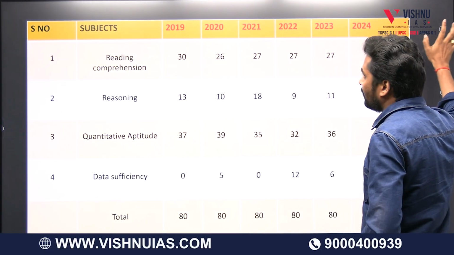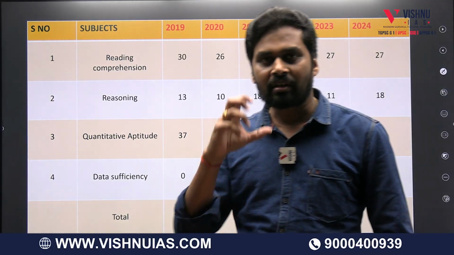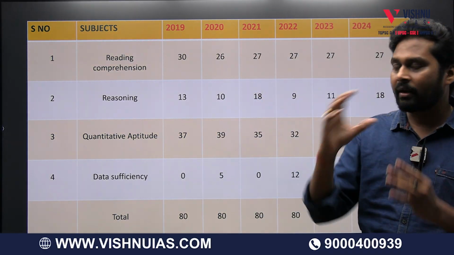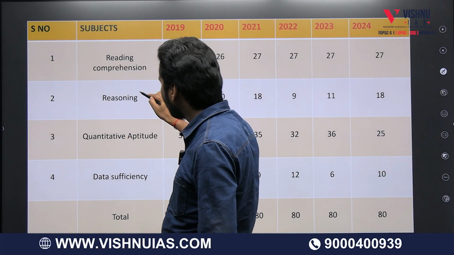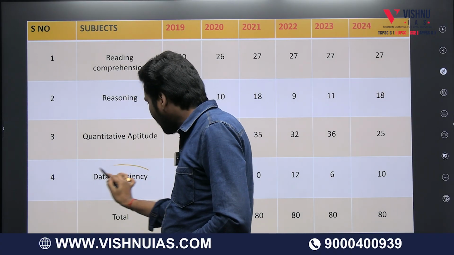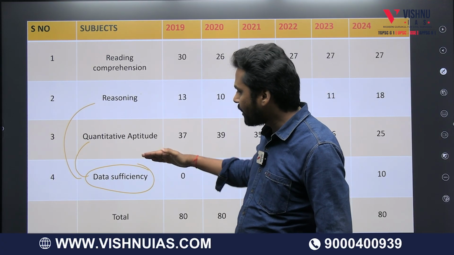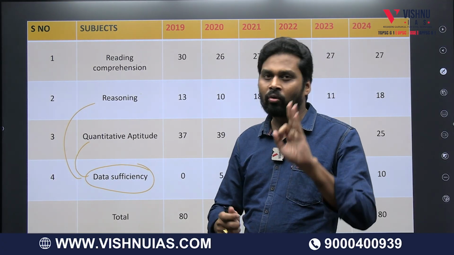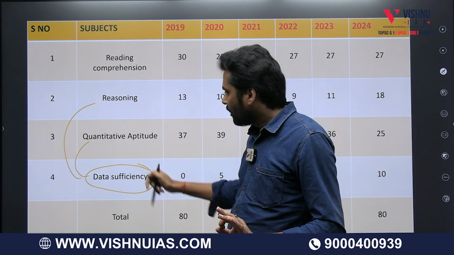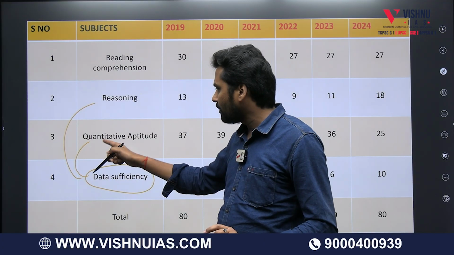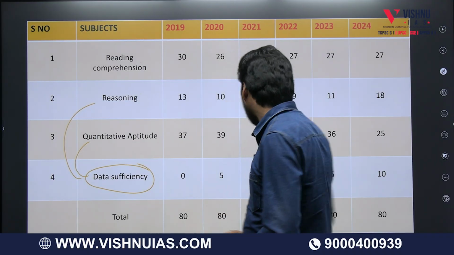Next, let's look at the number of questions given in previous years, so that you will get an idea of how to prepare for CSAT. As I already told you, it is reading comprehension, reasoning, quantitative aptitude. This data sufficiency is related to quantitative aptitude and reasoning only. Don't think data sufficiency is another subject. It comes under quantitative aptitude and logical reasoning only. We'll talk about it one by one.